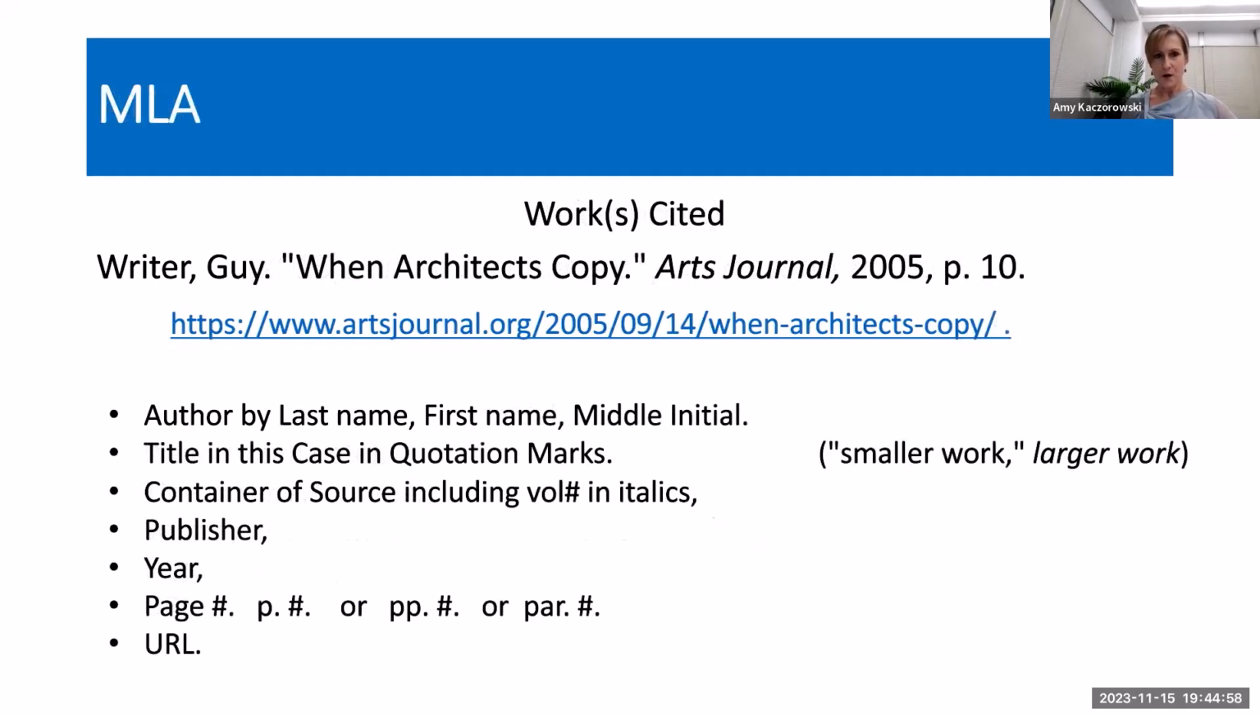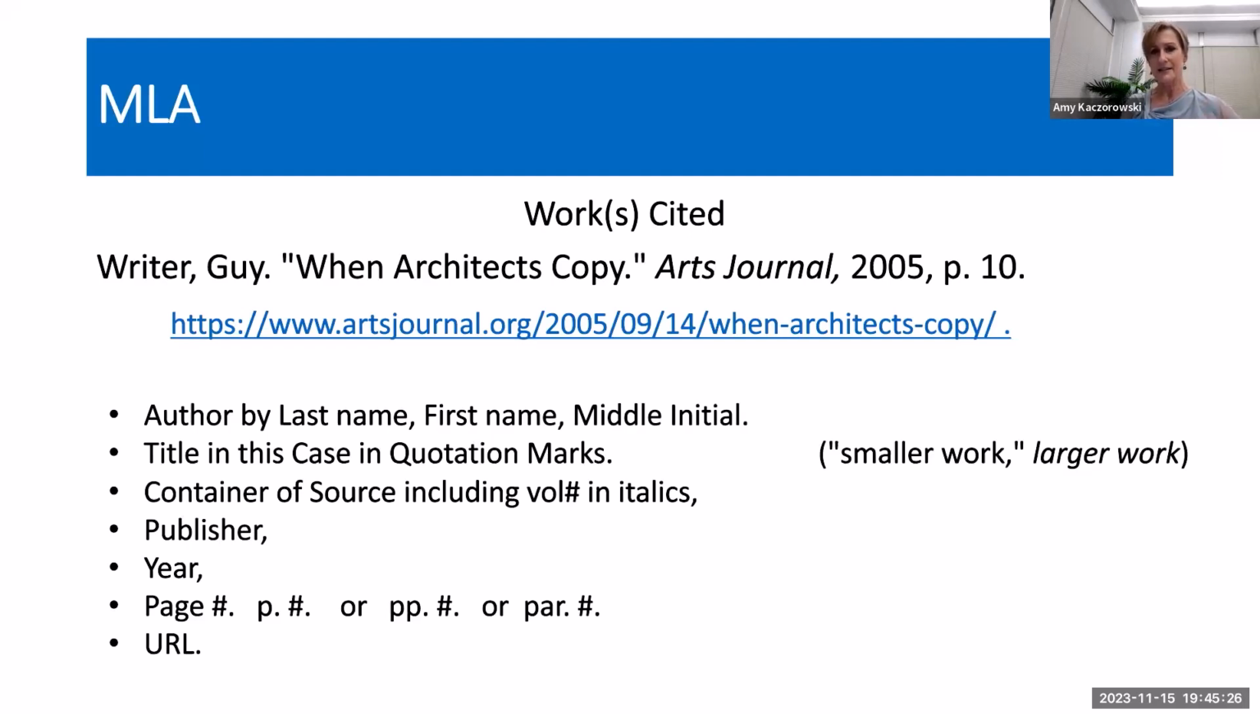Okay, for works cited, which is MLA, some of you, if you're working in English or with the arts and humanities, might still have MLA. I just wanted to point out, this is going to look different. A couple of the main differences: they do write out the first name, so it's writer, comma, guy, not G period. They do capitalize their titles and put them in quotation marks.